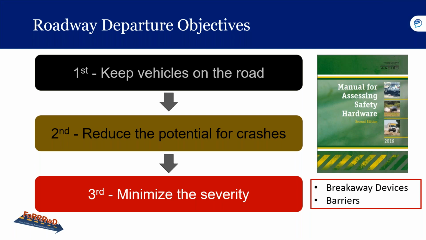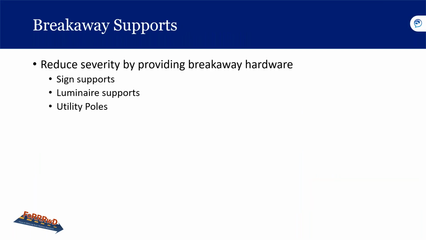So in this first part, we're going to talk about breakaway devices and barriers. First thing is breakaway supports. What do they do for us? They reduce severity by providing breakaway hardware. We're talking about sign supports, luminaire supports, utility poles.